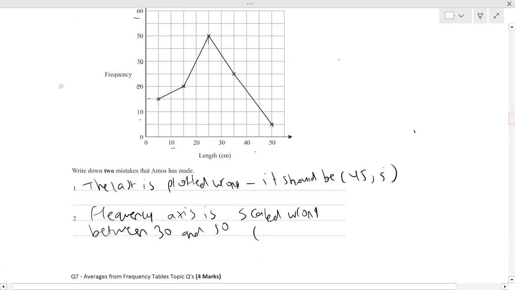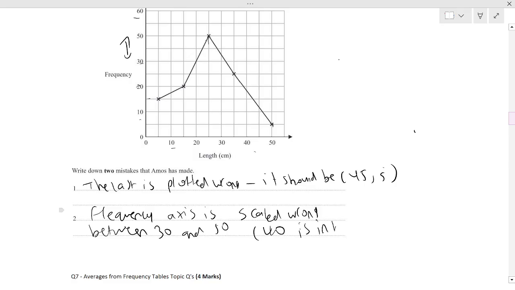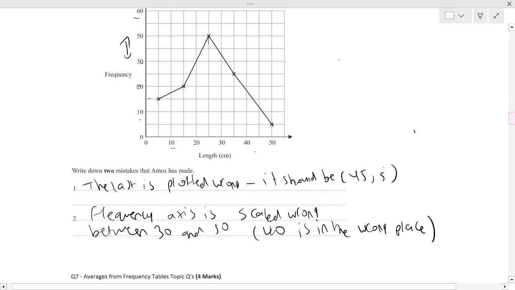But yeah, obviously notice here it's jumped from 30 to 50, so that is wrong. So the 40 is in the wrong place essentially. Right. Okay, cool.